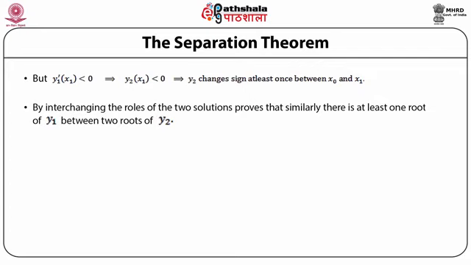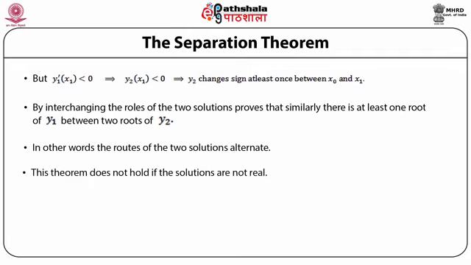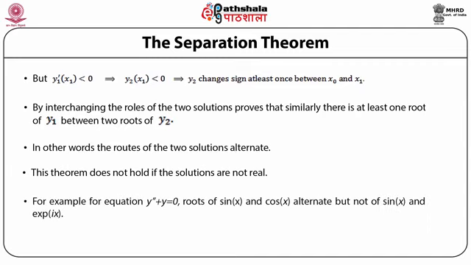By interchanging the roles of y1 and y2, it follows that there is at least one zero of y1 between two zeros of y2. In other words, zeros of y1 and y2 separate one another. This theorem does not hold if the solutions are not real. For example, for equation y double prime plus y is equal to 0, roots of sine of x and cos of x alternate, but not of sine of x and exponent of ix.